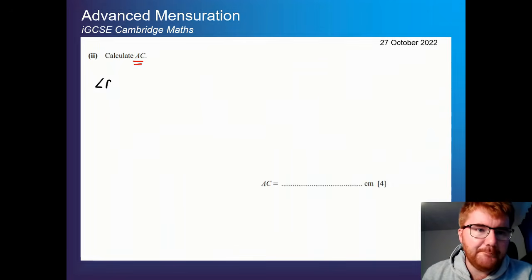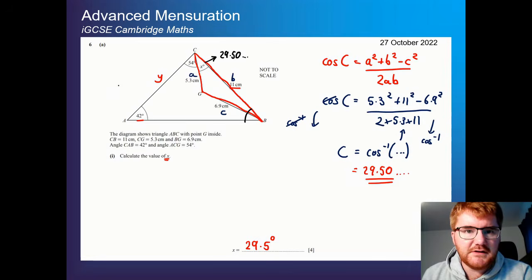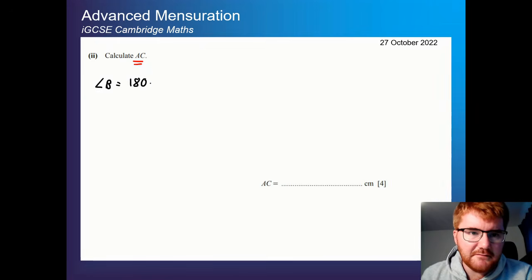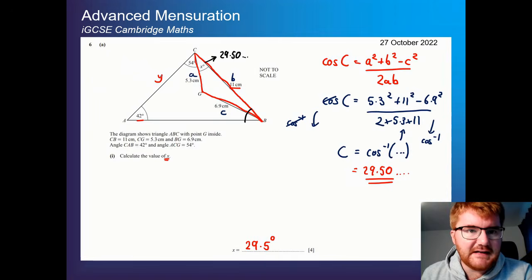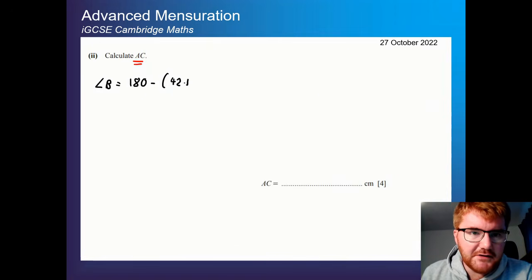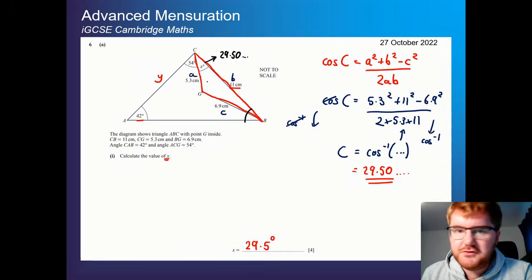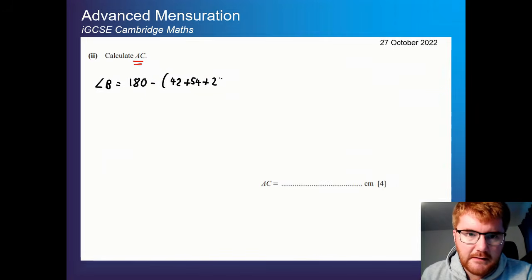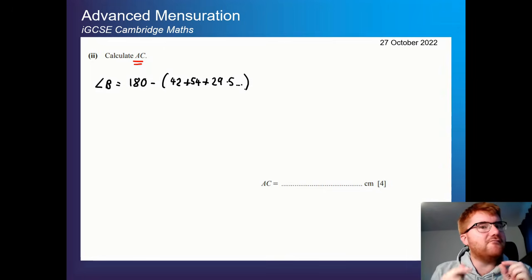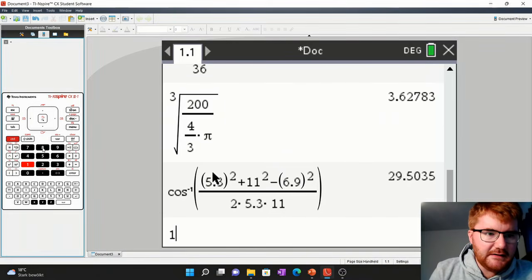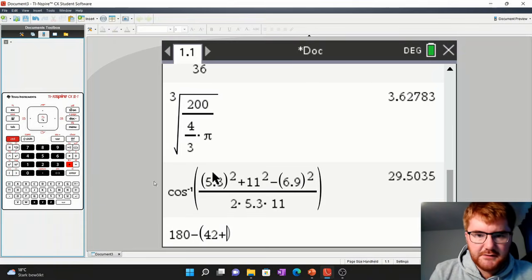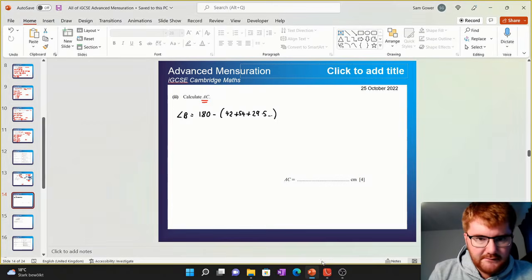So angle B, well, that's going to be equal to 180, because angles in a triangle add up to 180, minus, and then we need to add everything else together. So 42 plus 54 plus this new angle we worked out, 29.50 dot dot dot. So let's go to my calculator. Let's get a really accurate answer. So we're going to do 180 minus 42 plus 54.